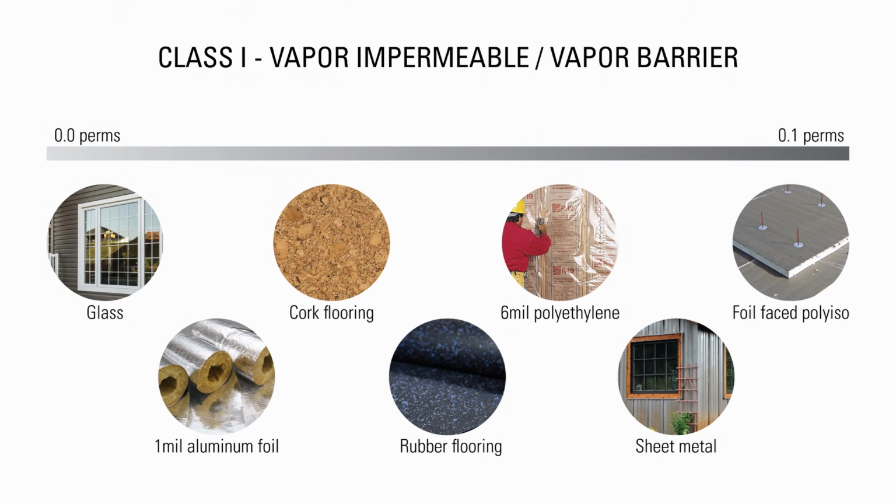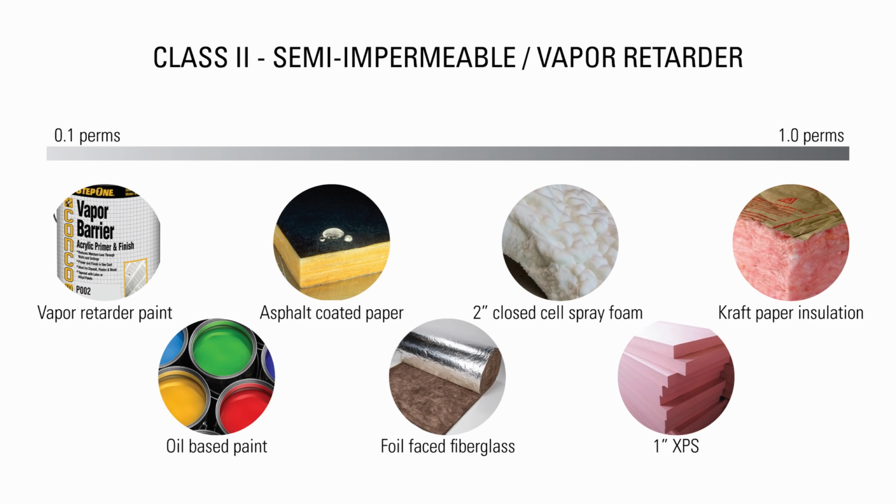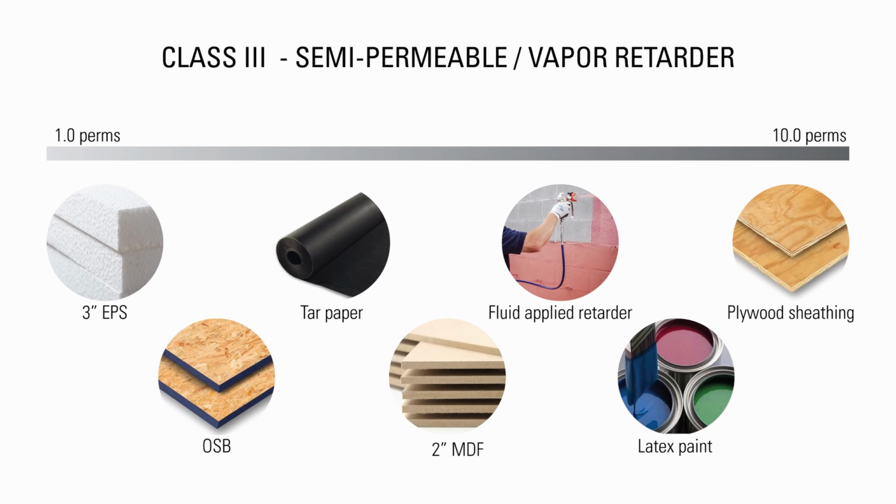We know that materials are divided into different classes based on their ability to allow water vapor to pass through. Class 1 materials are vapor barriers. They barely allow any vapor through. Class 2 and 3 are vapor retarders.